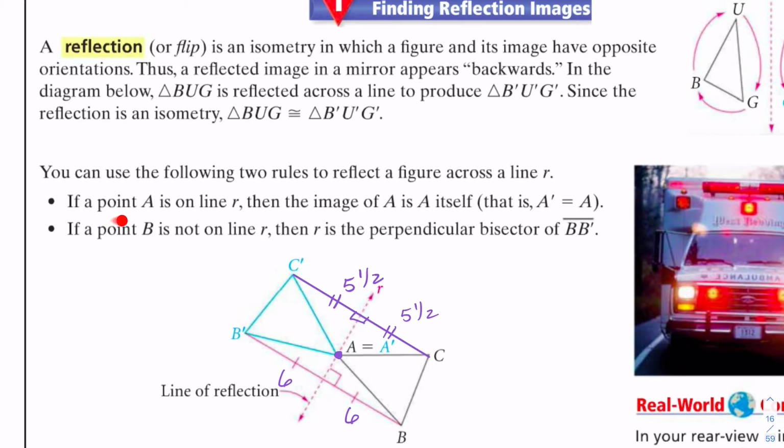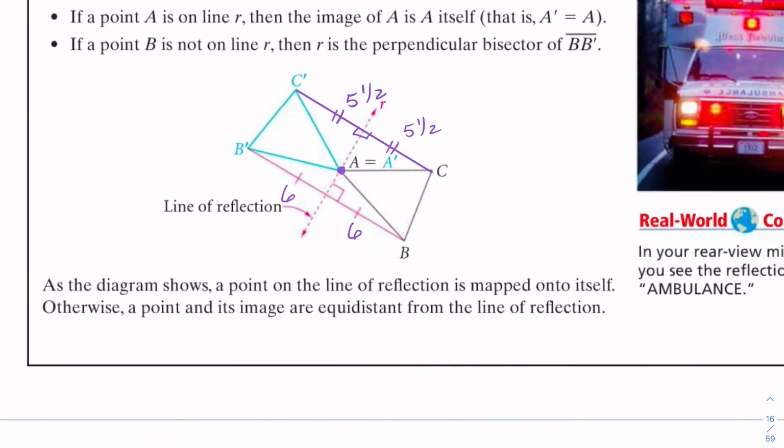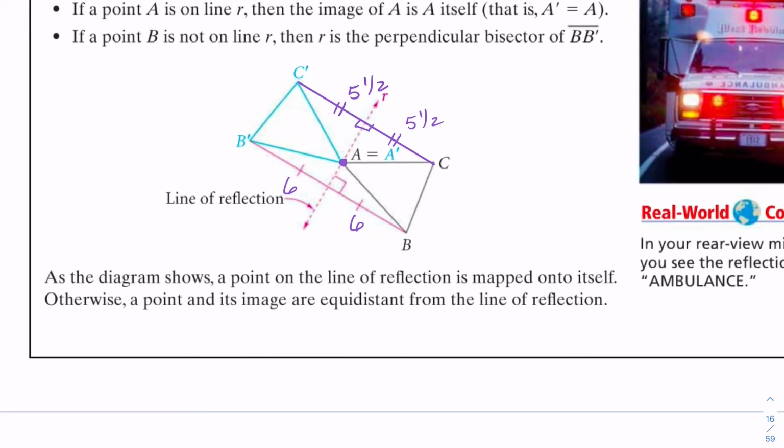So if point A is on the line, then the image of A is A itself, therefore A prime is equivalent to A. If point B is not on the line, so B or C are not on the line, then R is the perpendicular bisector of B B prime. So this line segment is literally in the middle of it. And that's all it's saying. So we're going to reflect right across the line. You have equivalent distances. And yeah, that's it.